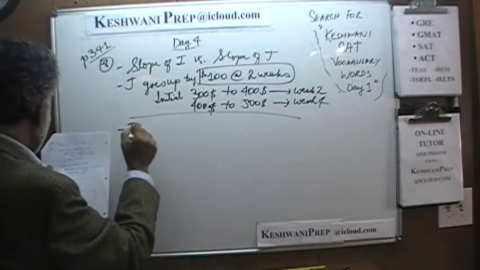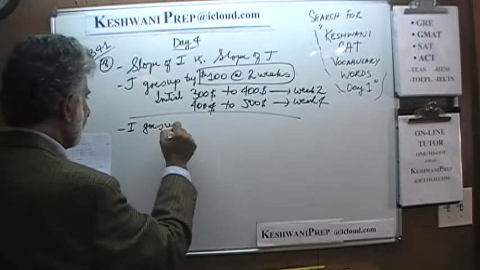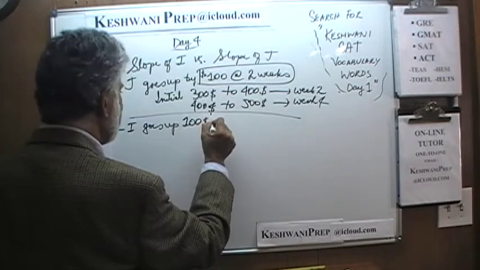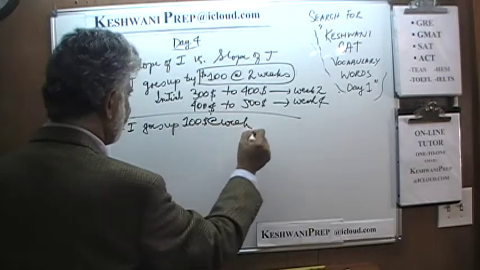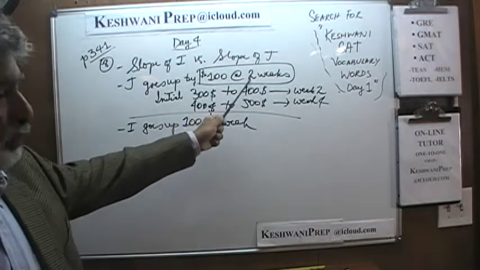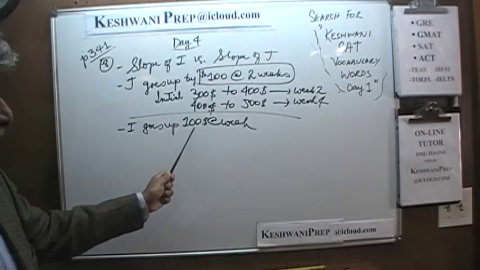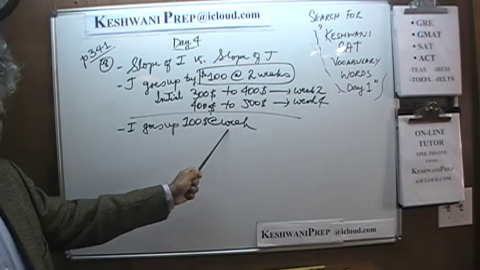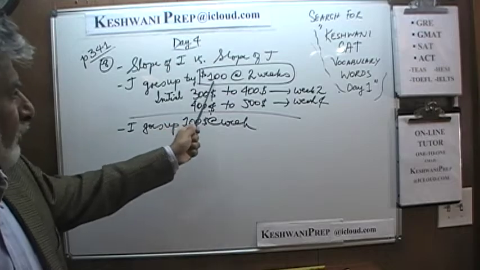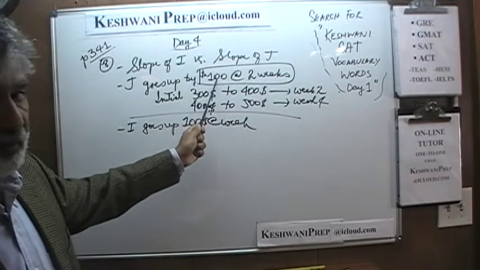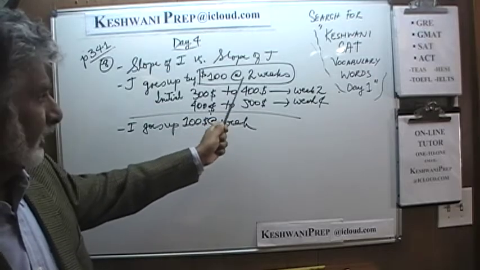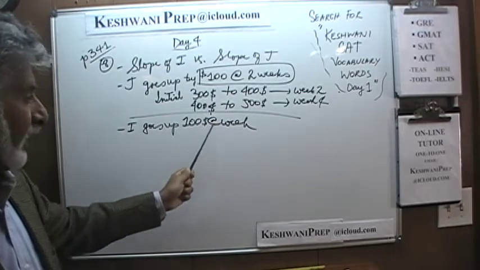Similarly, if you look at I, we notice that it goes up $100 each week. The difference between J and I is that J's deposit goes up by $100 every 2 weeks, and I's deposit goes up by $100 every week. Since J's deposit goes up by $100 every 2 weeks, his deposit goes up by $50 every week. The $100 every 2 weeks is the same as $50 every week. This goes up by $50 every week. This goes up by $100 every week.